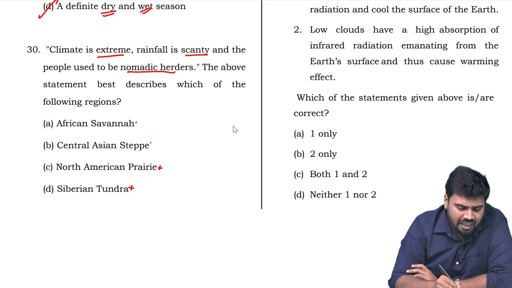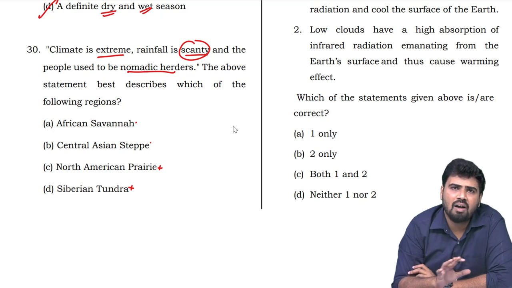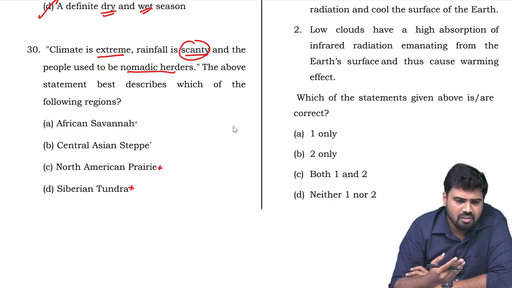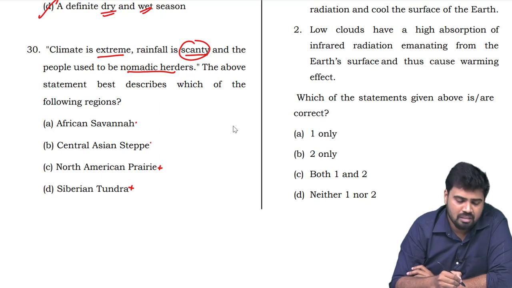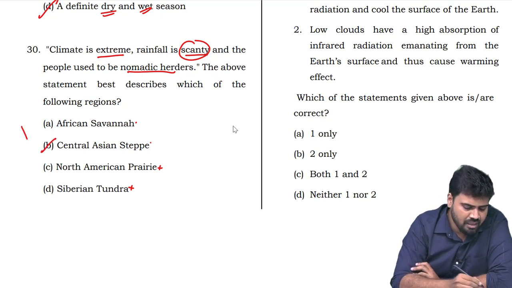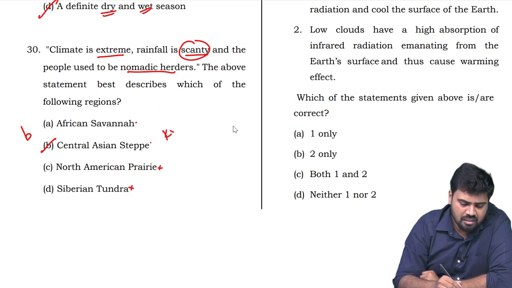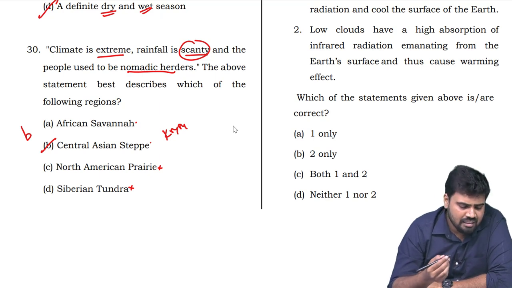But rainfall is not scanty in African savanna. African savanna receives moderate rainfall. So it is not scanty. And climate, yes, it has diurnal variation. But according to the above statement, Central Asian steppe is the exact answer. So 30, option B. For example, Kyrgyzstan, there are many nomadic herders, Kyrgyz. So that is the exact answer.